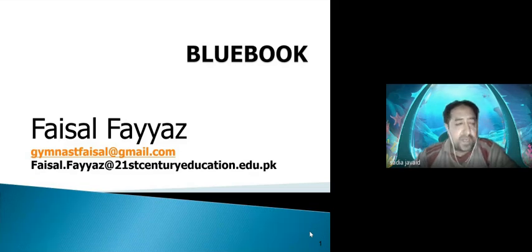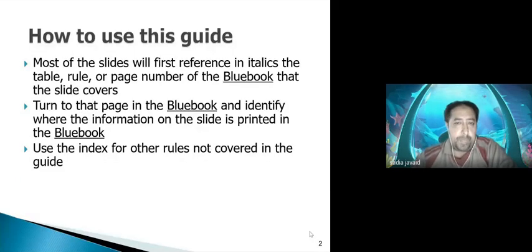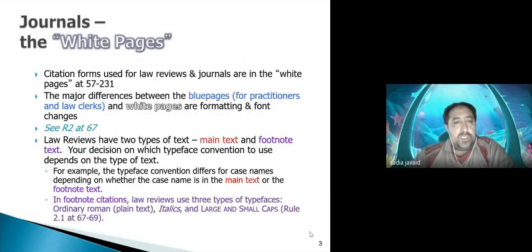So today the topic that we are going to cover is US based, and it is mostly used in law and in general citations of the American or federal government as well. So we just write down journals, the white pages. Citation form used for law reviews and journals are in the white pages. The major difference between blue pages for practitioners and law clerks and white pages are formatting and font changes.